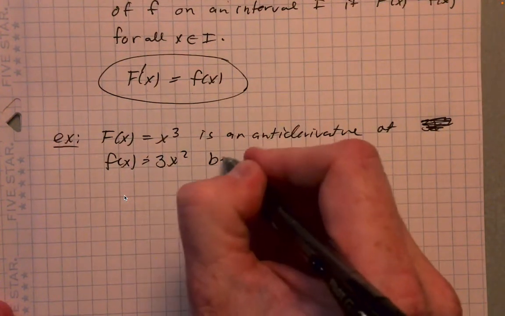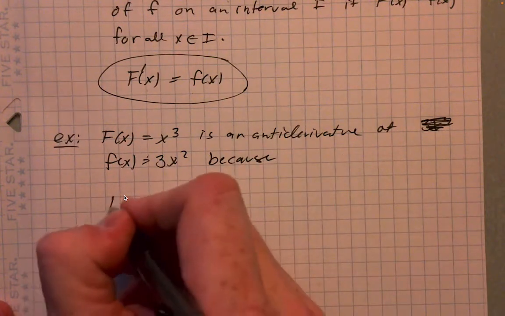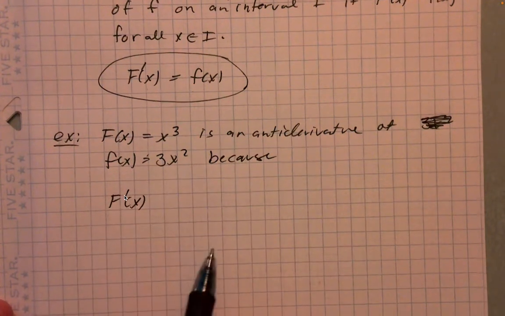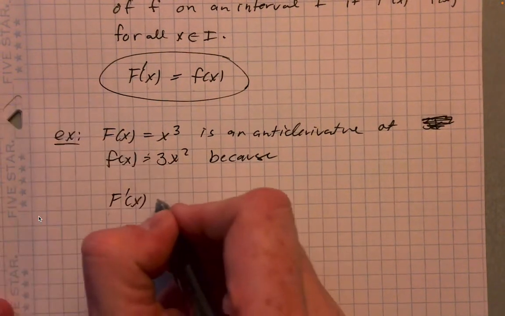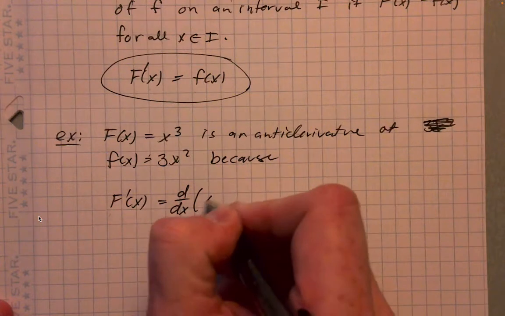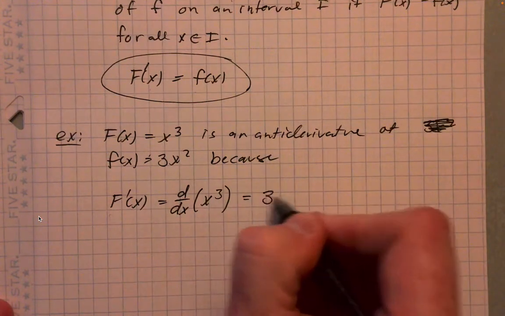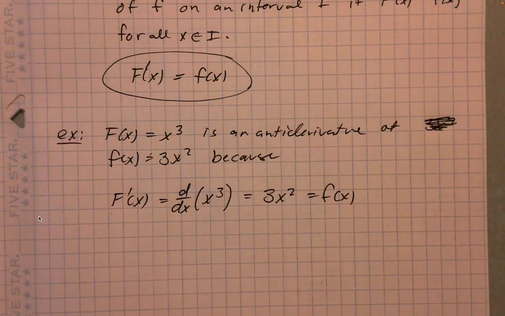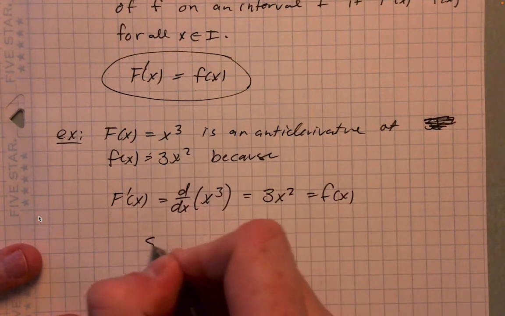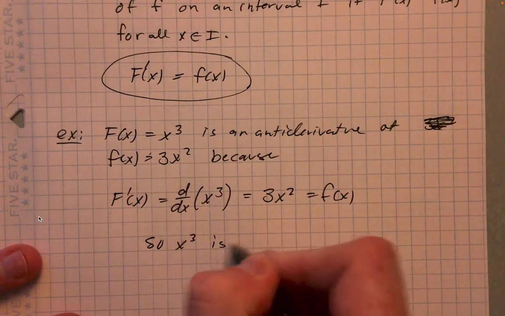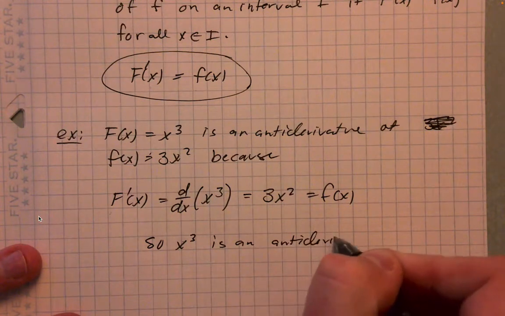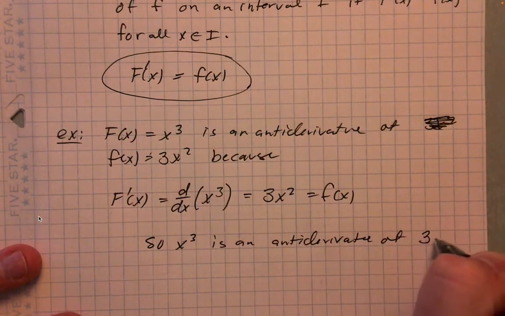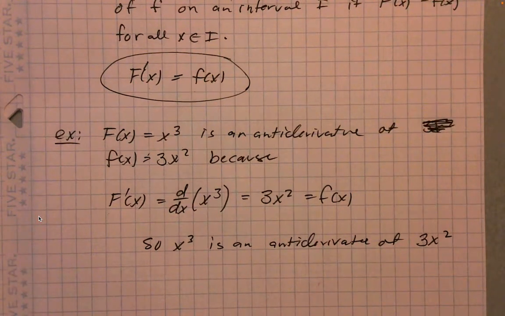Okay, because big F prime of x, that's the derivative, that's d/dx of x cubed, which is equal to, as we know, 3x squared, which is equal to little f of x. Okay, so x cubed is an antiderivative of 3x squared. So it's kind of obvious what's happening here, but some of the nomenclature and the terminology can be a little strange.